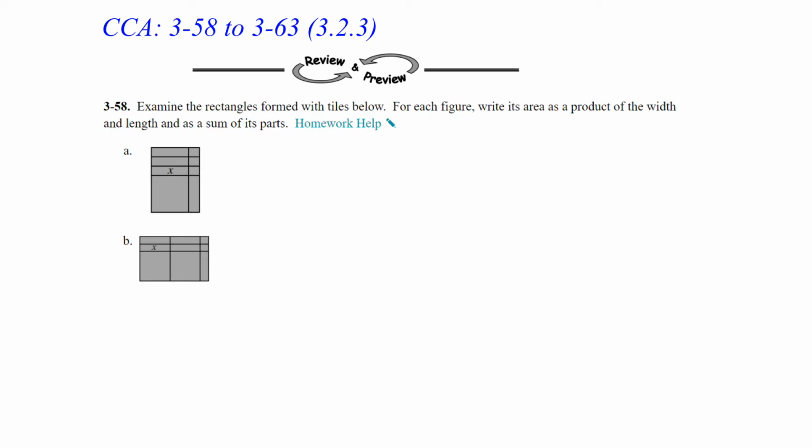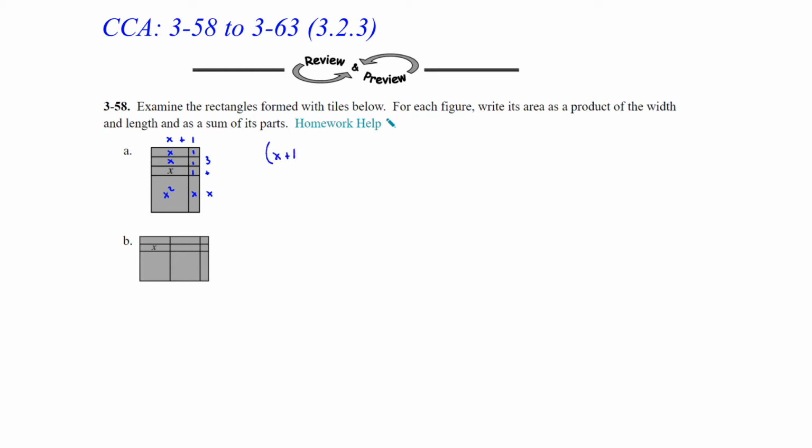Question 58. Examine the rectangles formed with tiles below. For each figure, write its area as a product of the width and length and as a sum of its parts. So we know that each of these tiles represent x. We have our unit tiles, we have another x, and then x squared. So the length and the width of the rectangle, this would be x plus 3, and then x plus 1.